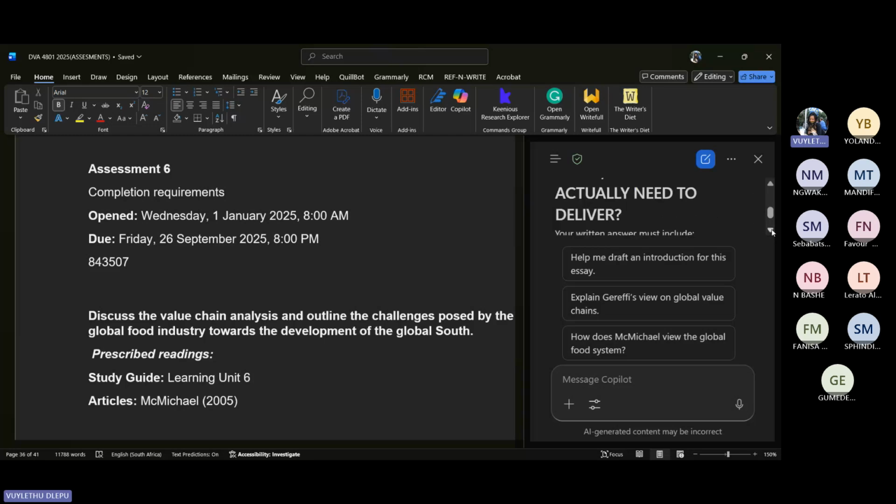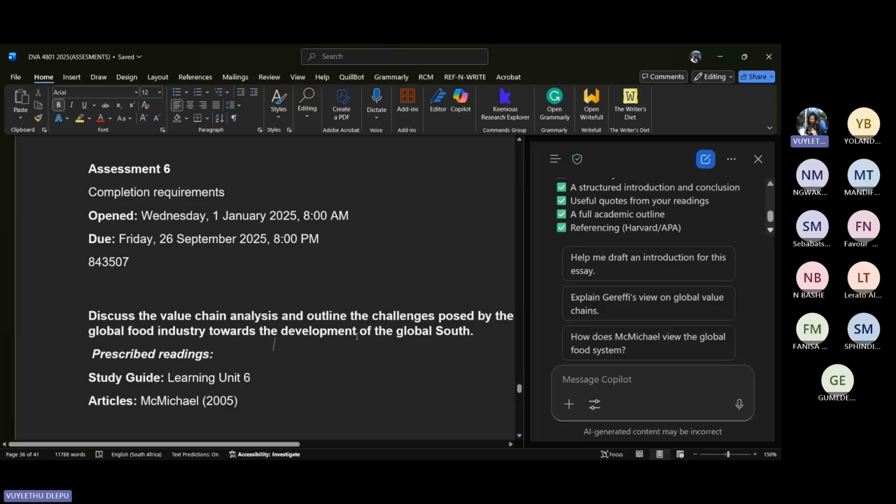So what do you actually need to deliver? You need to deliver a clear explanation of the value chain analysis and a detailed discussion of how the global food industry harms or limits development in the global south, using the key challenges above. And how long should your answer be? Your answer should be 4,000, what is it? 2,000 words, isn't it? 3,000. And that was that, guys, for this article.